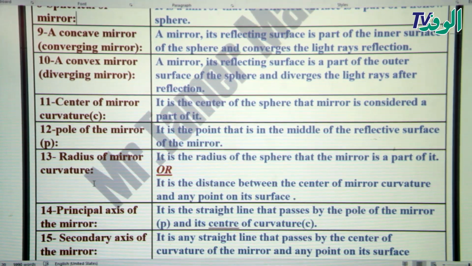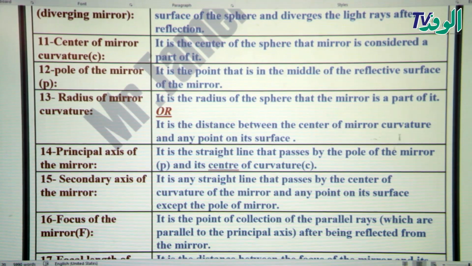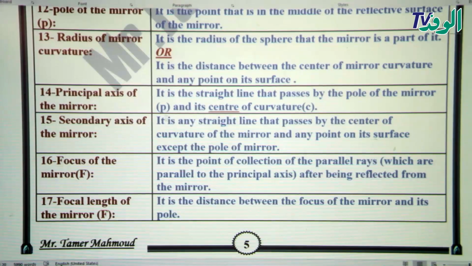What about the radius of mirror curvature? It is the radius of the sphere that the mirror is a part of, or it is the distance between the center of mirror curvature and any point on its surface.